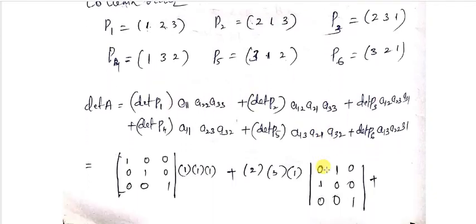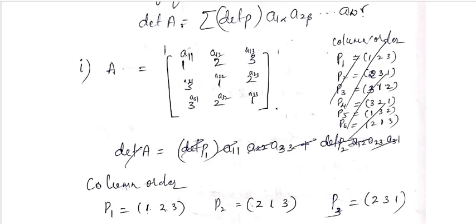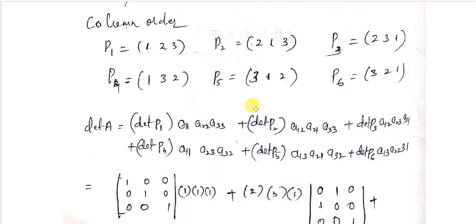Now, substituting all the values: the determinant of P1, where P1 is a permutation matrix, that is 1, 0, 0, 0, 1, 0, 0, 0, 1, where the positions of 1, that is the column order, are 1, 2, 3, into the coefficients A11, A22, A33. These are the elements in the given matrix. Let me show you. A is the matrix where the elements are given as A11, A12, A13, A21, A22, A23, A31, A32, A33. These elements I have to substitute in the big formula.